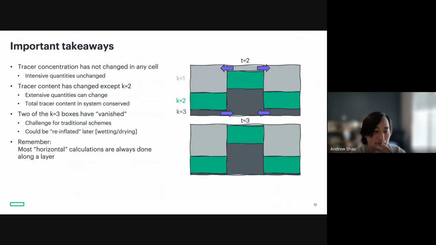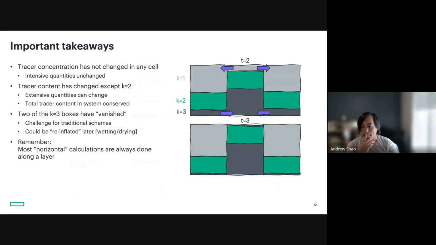And then, just to reemphasize that, yes, the horizontal calculations are always done along a layer. So despite the fact that the top layer in the central kernel has vanished, it still does play a part in the calculation of quantities when you're doing horizontal calculations.